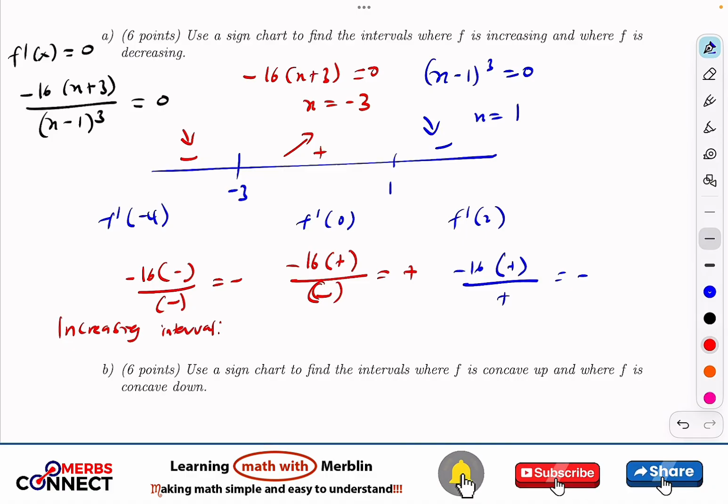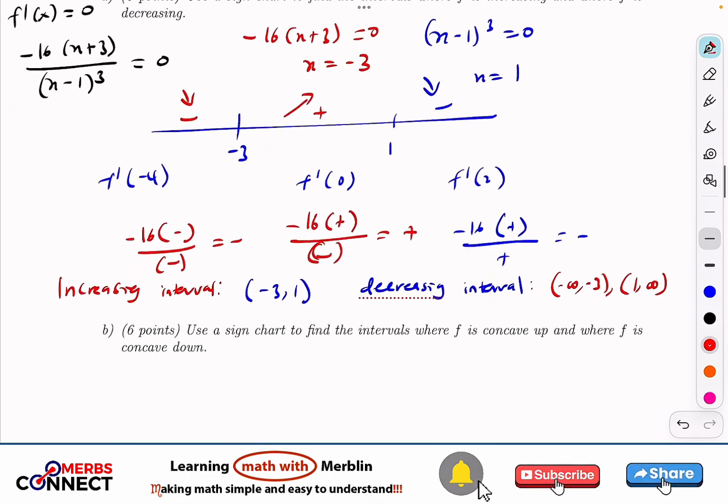So what you can do is, after watching this video, you can download the sheet and then solve it on your own without checking. If you get stuck, just come and watch the video again. So increasing interval is -3 and 1, and the decreasing interval is from -infinity to -3 and from 1 to positive infinity. Good. So this is what you are going to get from this.